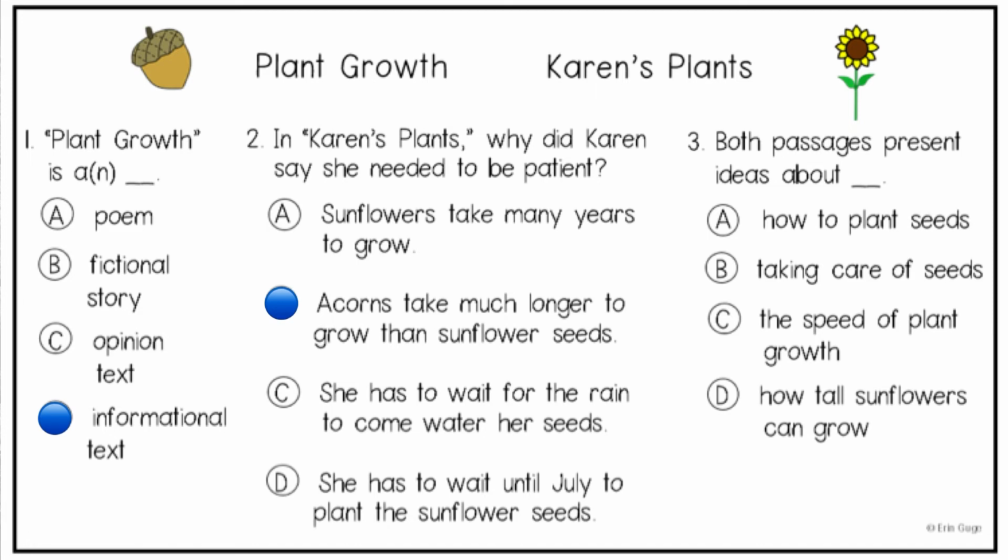And number 3, both passages present ideas about A, how to plant seeds, B, taking care of seeds, C, the speed of plant growth, or D, how tall sunflowers can grow. Which is correct? Letter C, the speed of plant growth. And again, notice how the first question was just about the first passage, the second question was just about the second passage, and the third question compared both passages.